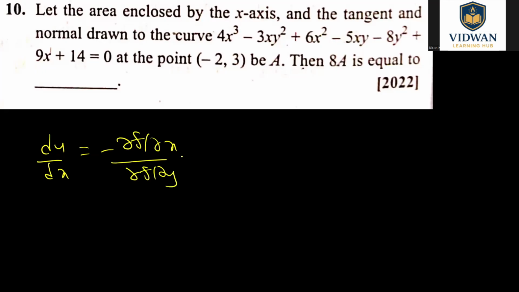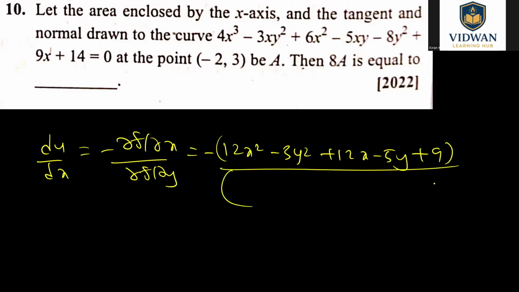So using this, you can write minus of partial derivative with respect to x, which means you will treat y as constant. So 4x cube derivative will be 12x square. For 3xy square, we'll treat 3y square as constant and derivative of x will be 1. For 6x square, derivative is 12x. For 5xy, we'll treat 5y as constant and derivative of x will be 1. 8y square is constant, derivative is 0. 9x derivative is 9, 14 it is 0. This is dou f by dou x.